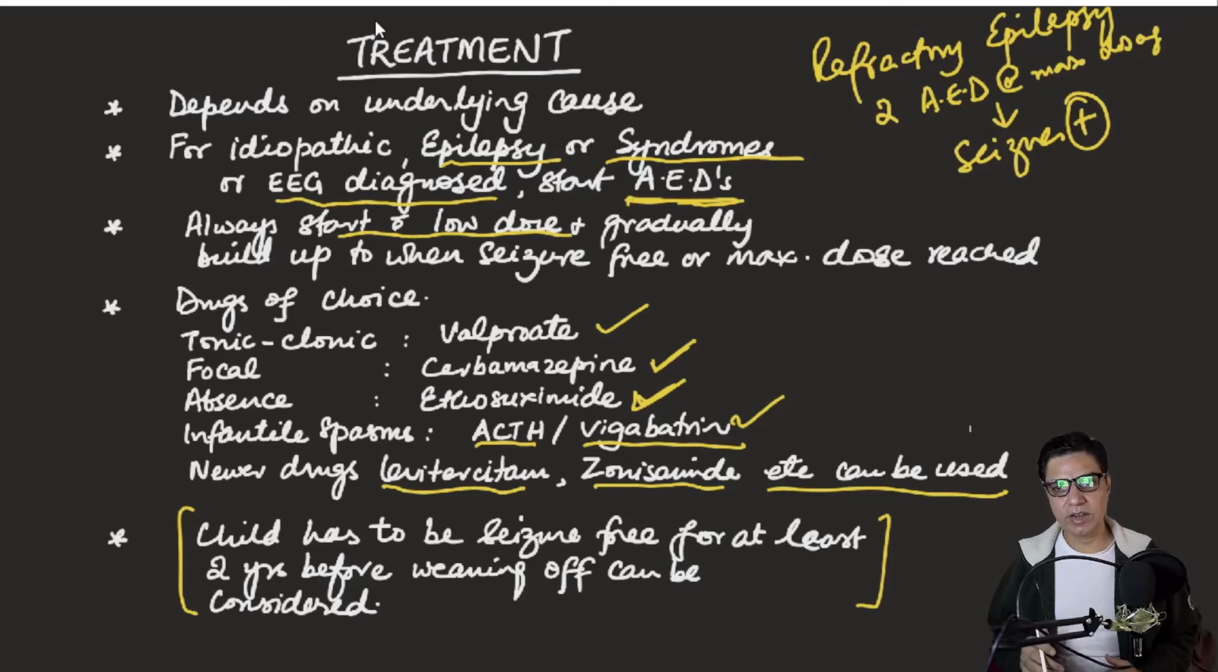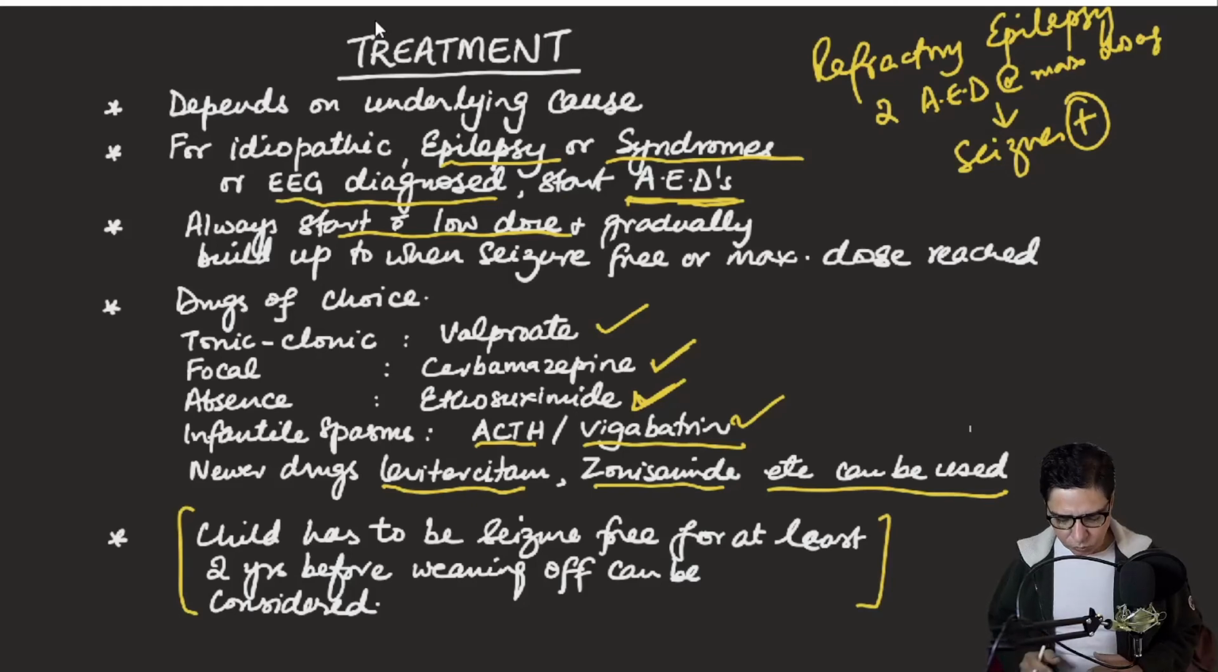And then there are certain adjuvant drugs which can be added on if one or two drugs are not controlling the seizures. That usually happens in refractory seizures. So refractory seizures are basically when you have tried two types of anti-epileptic drugs at their maximum dosages, and still the child is having seizures and is not seizure free. So we call it refractory seizure. For that, we can add on certain adjunct drugs.